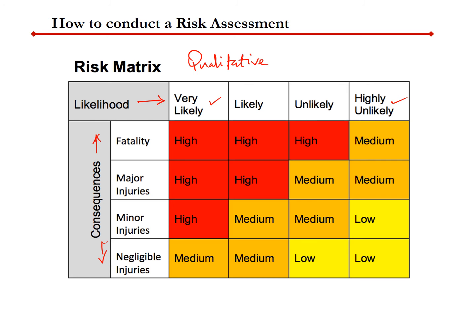This will be from your experience and your judgment, and then also the consequences, whether they are negligible or fatal. So you determine this, and based on that you come to the matrix and determine the risk. Let's say, for example, for an unlikely likelihood and a major injuries consequence, the risk is going to be medium. It is left to the decision maker or the risk owner to decide if this is acceptable. If it is unacceptable, then you have to implement controls to bring down the risk to, let's say, low.